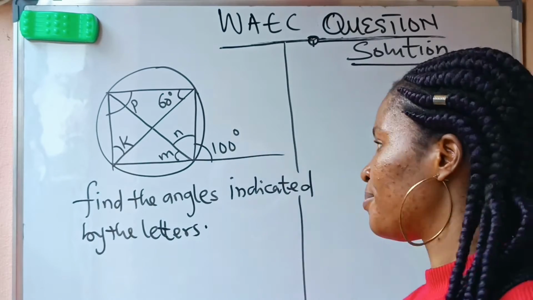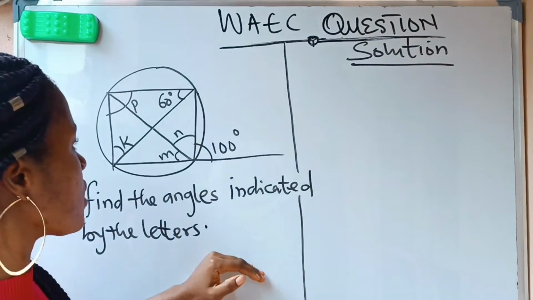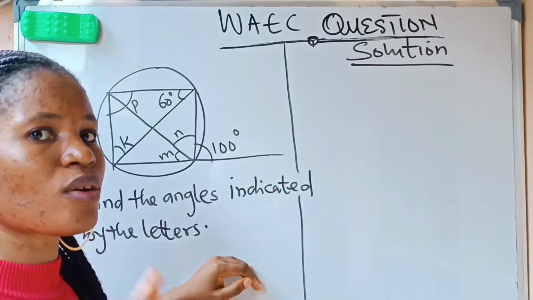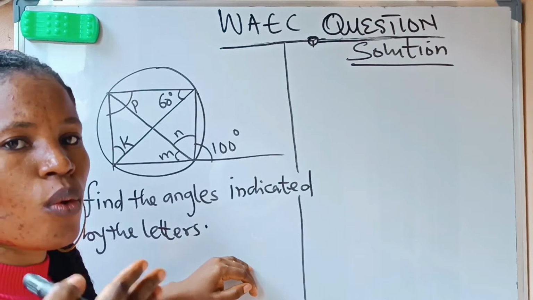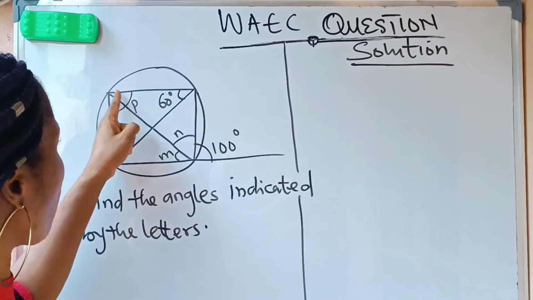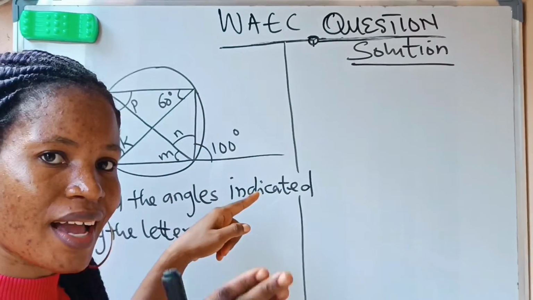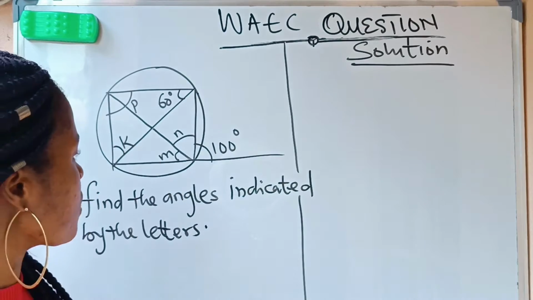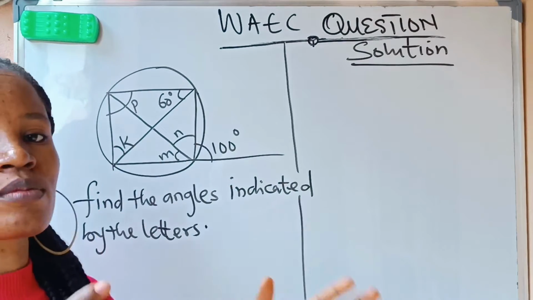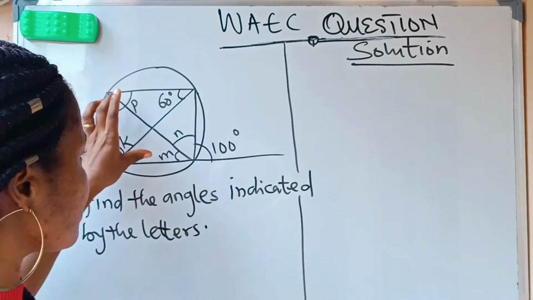Let's do this. First of all, we need to know some things about a cyclic quadrilateral. What does cyclic quadrilateral mean? It means a quadrilateral, a four-sided figure, inside a circle. Now, we need to know some circle theorems to start this.